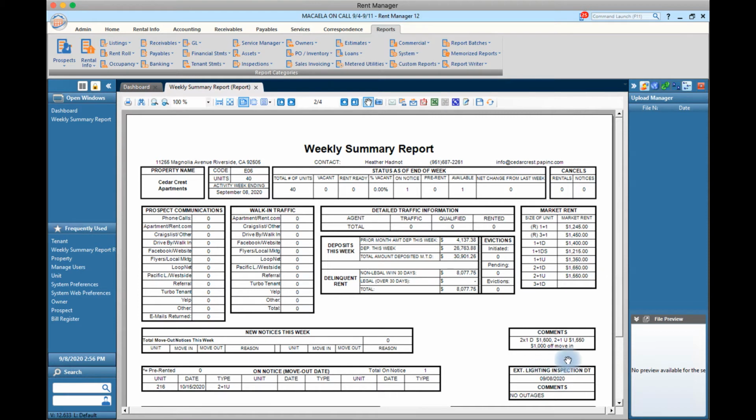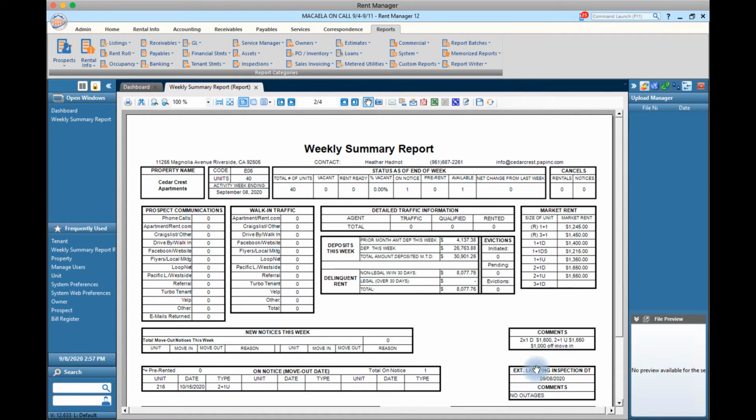Comments right here, so we're going to list the asking rate for the unit. So as we can see, we have that 2+1 right here, and it's upstairs, so we have the asking rate right here. So 1,550 is the asking rate, and there is a concession and $1,000 off move-in.